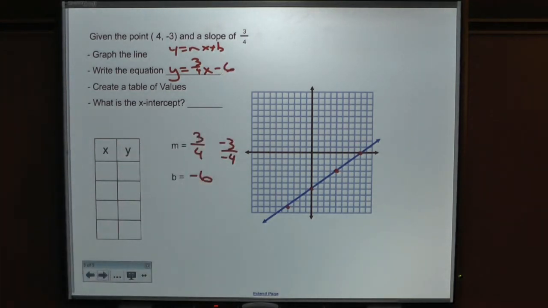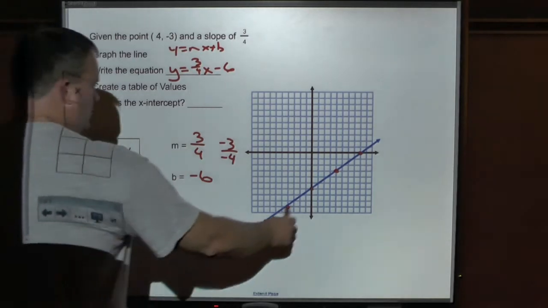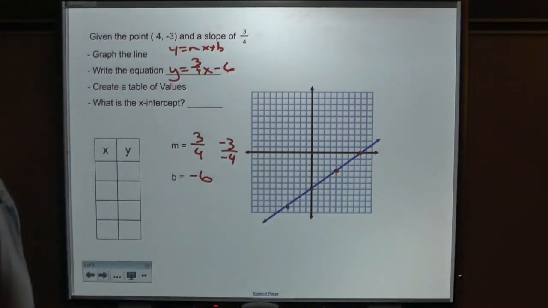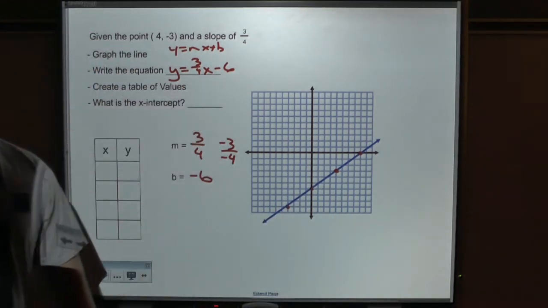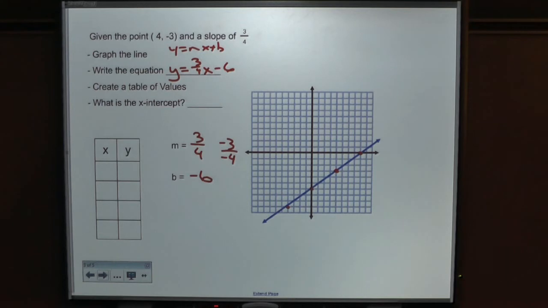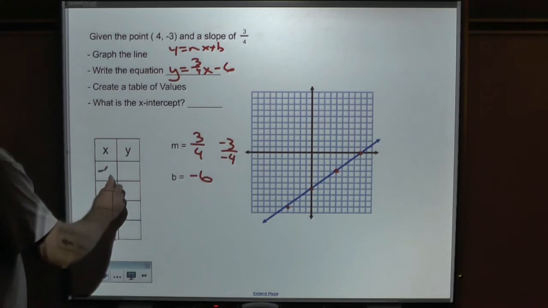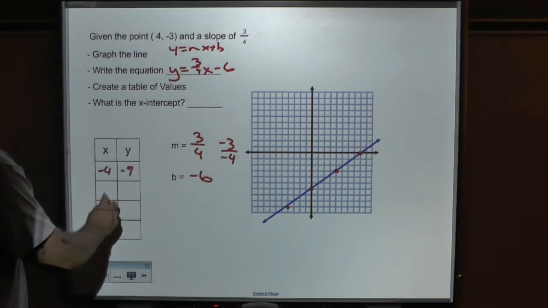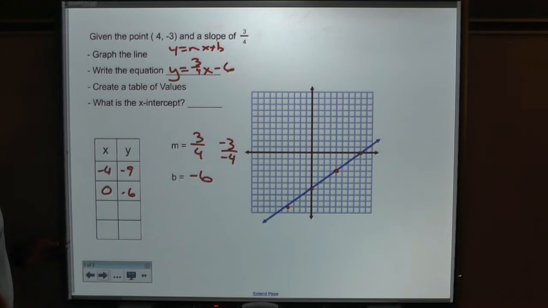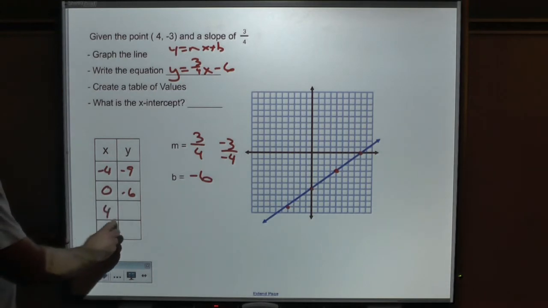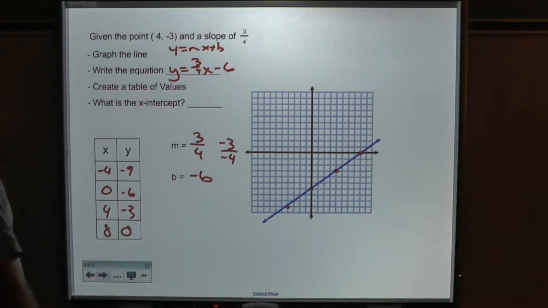So, the next thing is create a table of values. Well, that's one of the reasons why you put these points on here. You've got 4 points. Now your choices are, you can plug this in the calculator and find those points, or you can take the points you've already got on there. You've got one at -4, -9, 0, -6, another one at 4, -3, then another one at 8, 0.